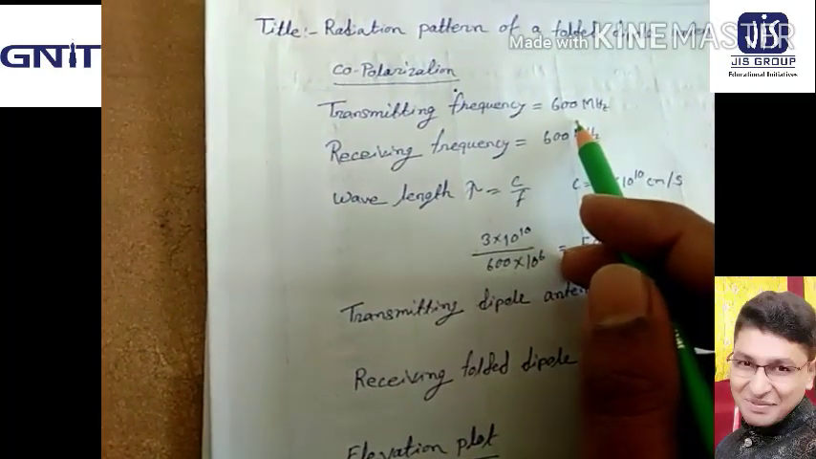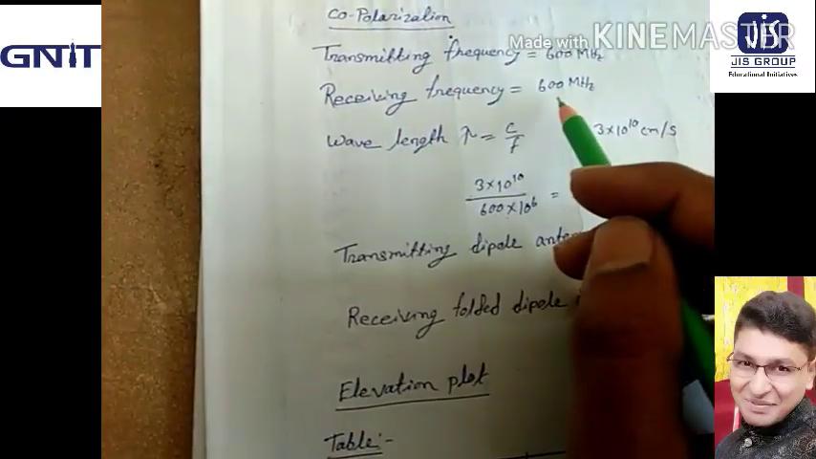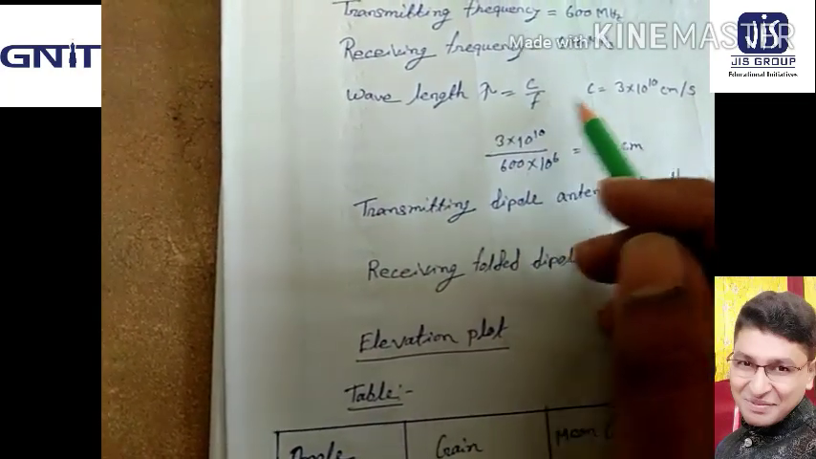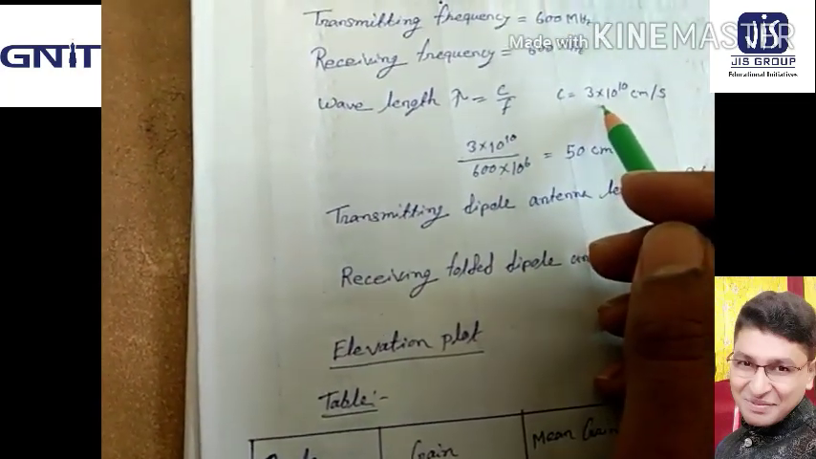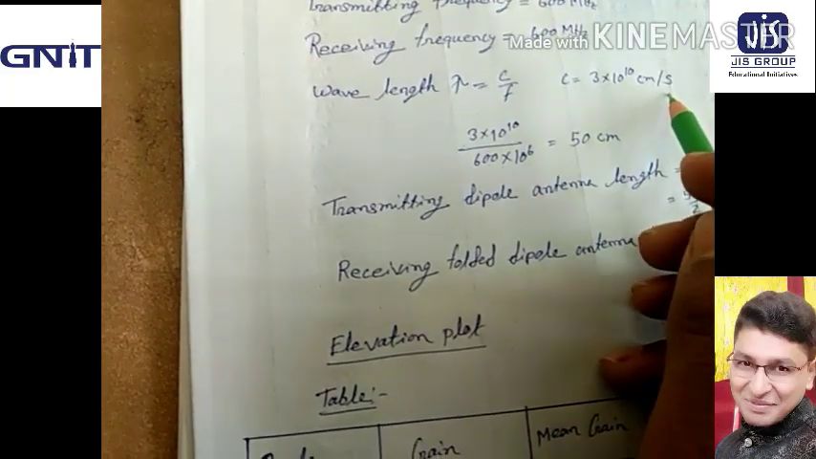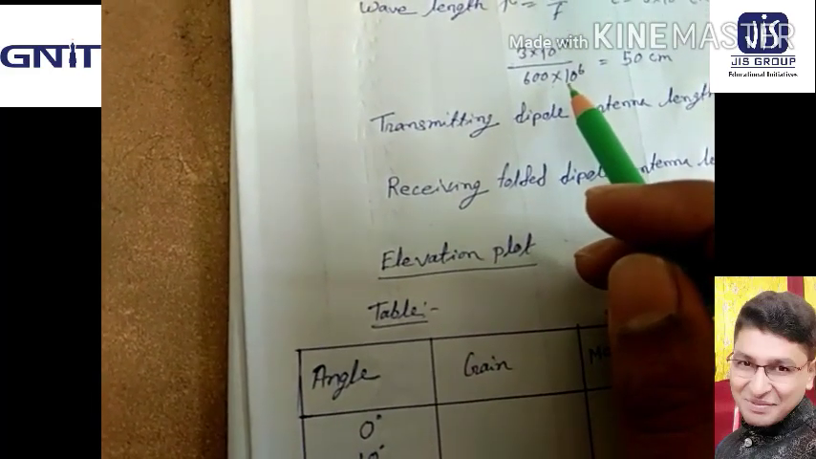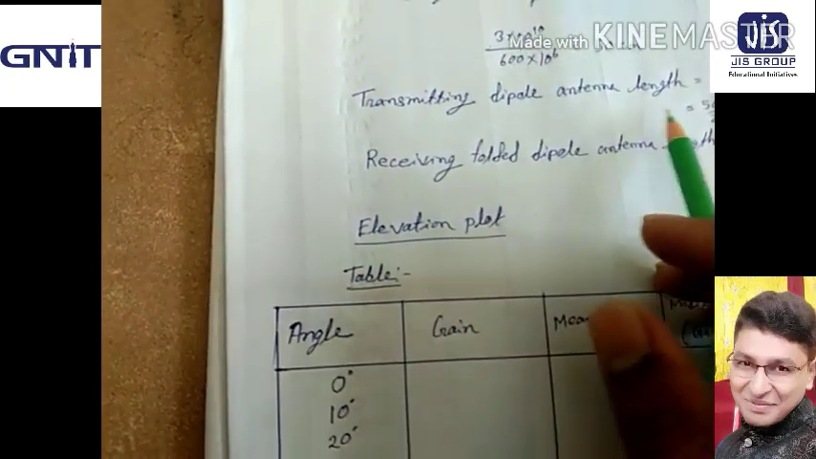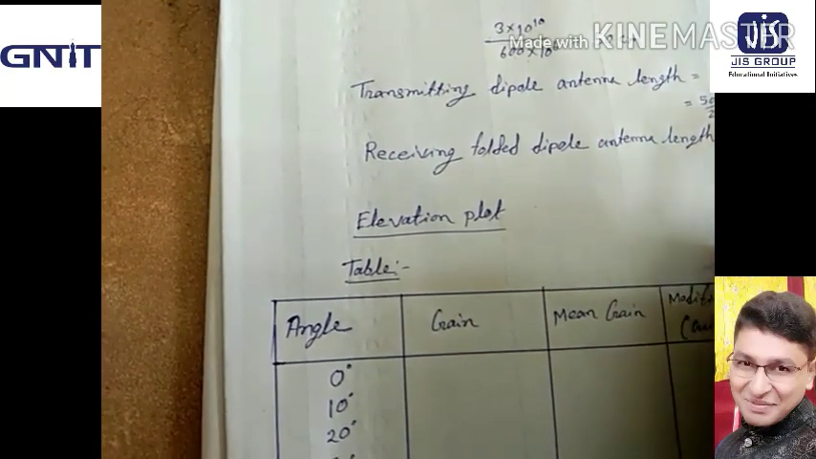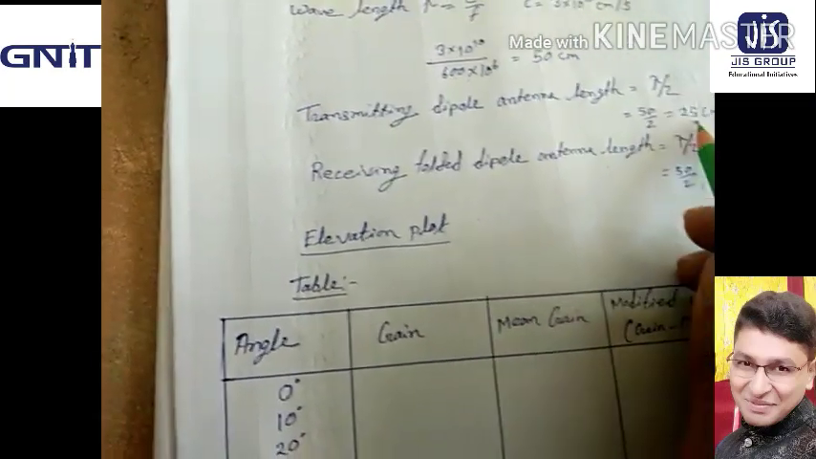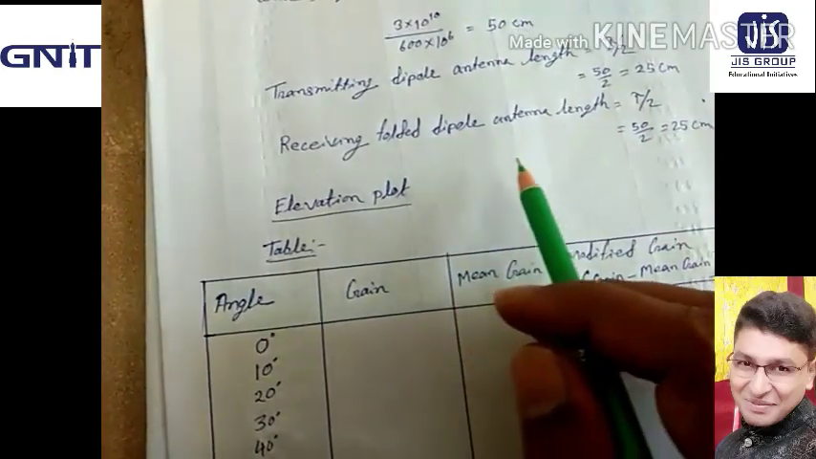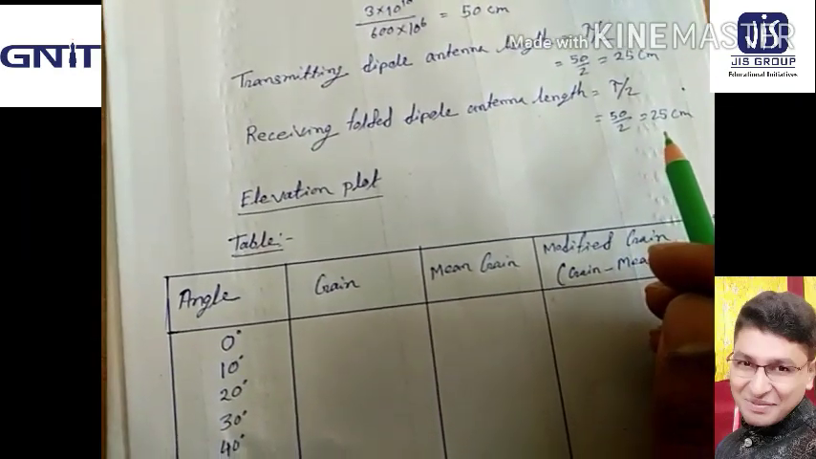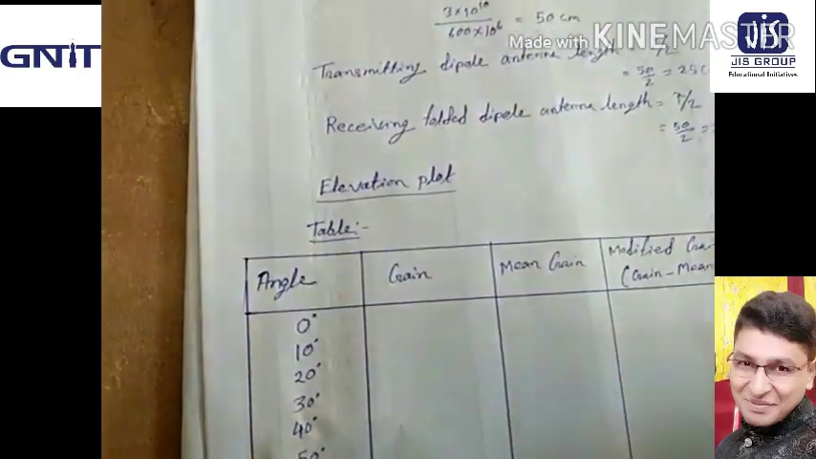Now the transmitting frequency is 600 MHz and the receiving frequency is also 600 MHz. Wavelength lambda is equal to C by F, where C is equal to 3 into 10 to the power 10 centimeter per second. So the wavelength is equal to 50 centimeter. The transmitting dipole antenna length is lambda by 2, equal to 25 centimeter, and the receiving folded dipole antenna length is also lambda by 2, 50 by 2, that is 25 centimeter.